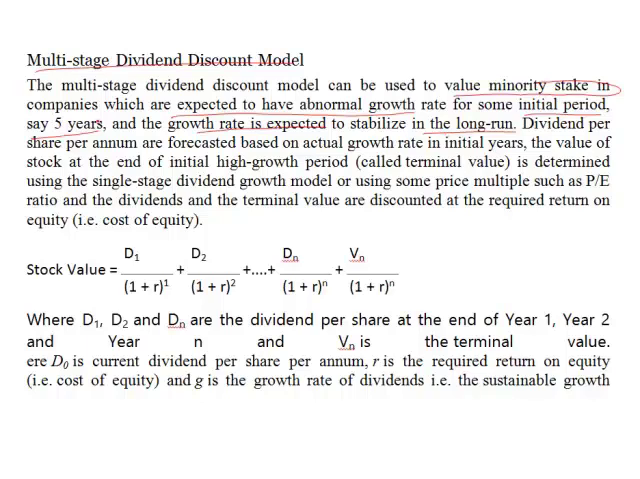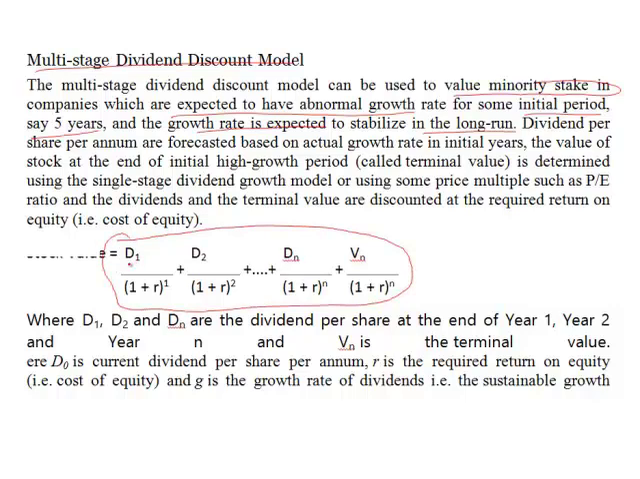Now the model for that, if it is a multi-stage, is what we are looking at on the screen. The first dividend all over the rate of return raised to power 1. The second year dividend, all over the same rate raised to power 2, up to the last dividend raised to power the number of years, which is n, plus the terminal value. You discount the terminal value with the same rate for the same period as well. Understand?